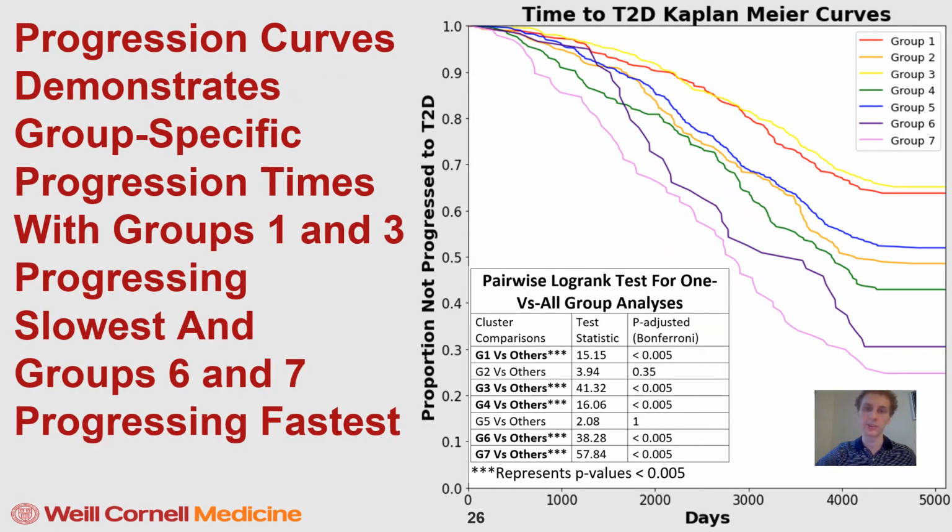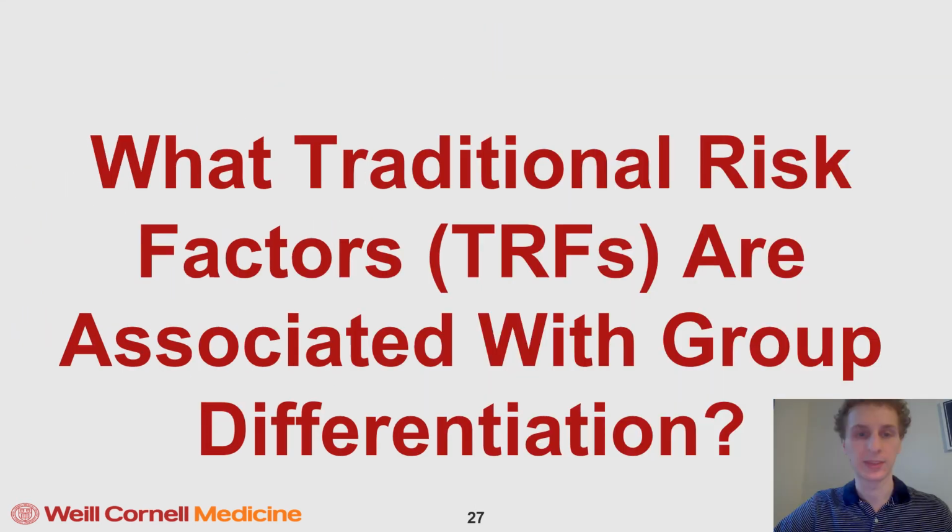We further explored this using these progression curves, and this statistical analysis shows that our previous explanations were correct, that groups 1 and 3 statistically, their progressors progress to type 2 diabetes at a slower rate than the other groups, whereas group 6 and group 7 progress at the fastest rate to type 2 diabetes compared to the other groups.